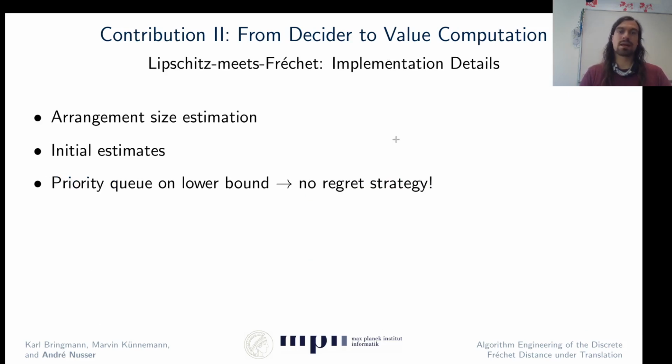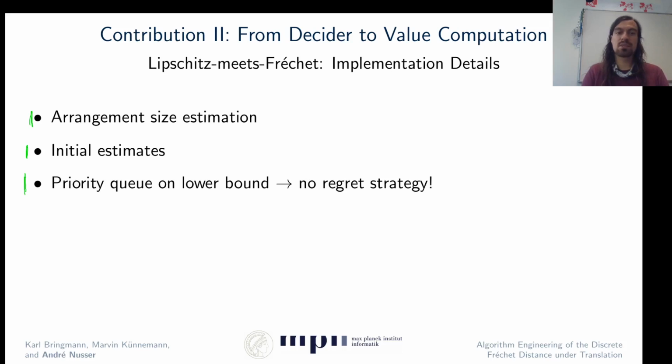Good. So again, there are some implementation details. Again, the arrangement size estimation, I already mentioned what the issue is there, and for the details, please look into the paper. Then also initial estimates. So we have to get some initial upper and lower bound, and this we actually get by matching the starting points and the ending points, because they definitely have to be matched to each other, and then we take the better of the two, and by that we get a very good upper and lower bound already at the beginning often.